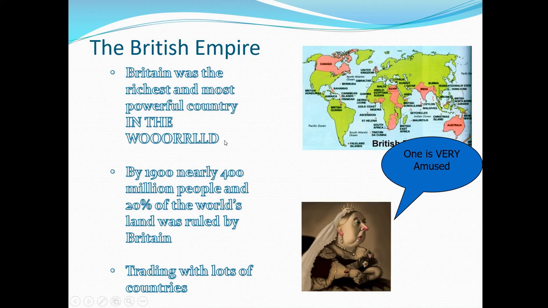Britain was trading with lots of countries. It was using resources from the countries, stealing resources, to be honest, from the countries that it was ruling and selling them on to other countries as well. So it was very, very rich, and it was the superpower, if you like, of the 1900s.